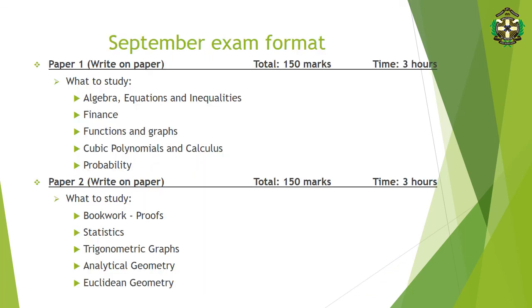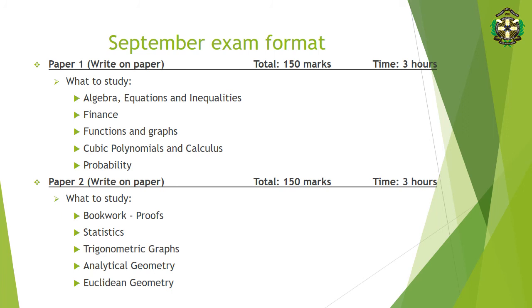Then the September exams. What will be in paper 1 and what will be in paper 2? This is what your child needs to study for paper 1: algebra, equations and inequalities, finance and financial mathematics, functions and graphs, cubic polynomials and calculus. Very important topics, including functions and graphs, weigh a lot in paper 1. I think 2/3 of this paper is based on these two topics.